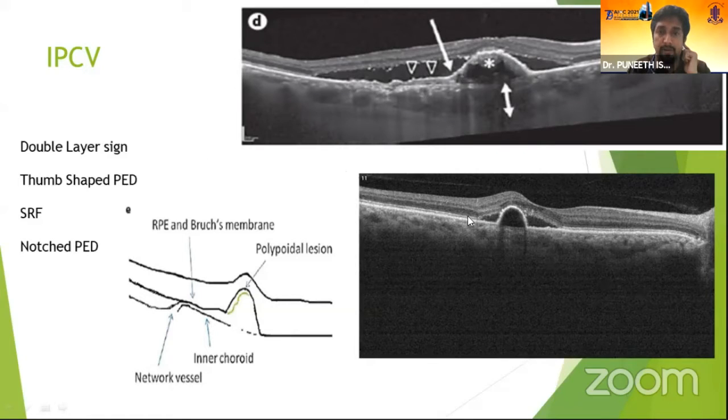Coming to polypoidal choroidal vasculopathy, you will find thumb-shaped PEDs here and subretinal fluid. You will also find the double layer sign, that is, a layer of blood vessels between the RPE and Bruch's membrane. This is called the double layer sign. It's a very important sign in PCV.